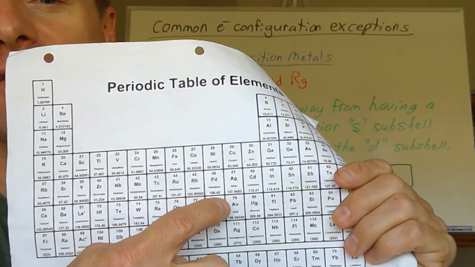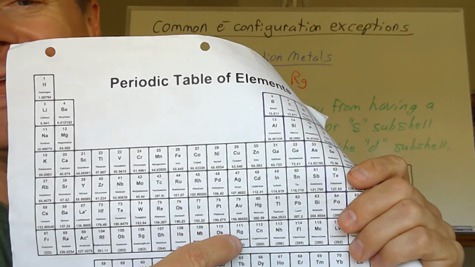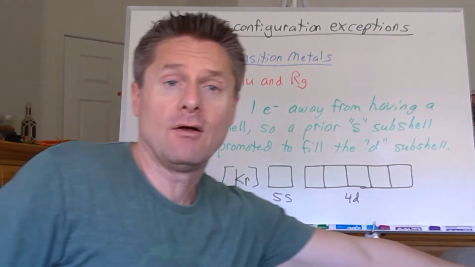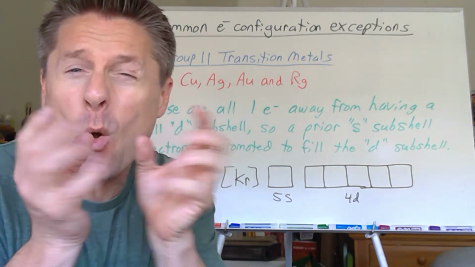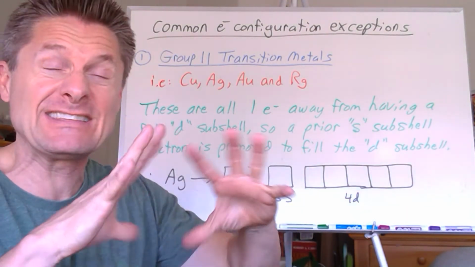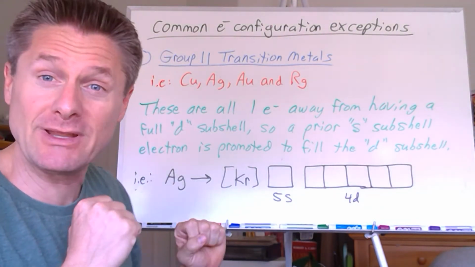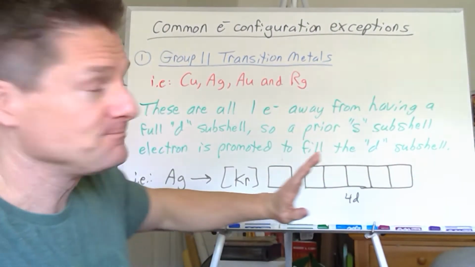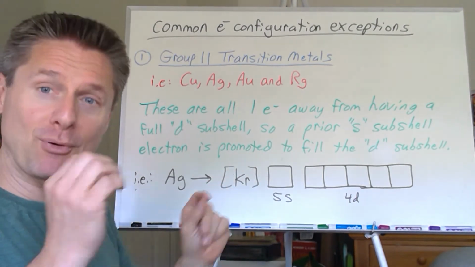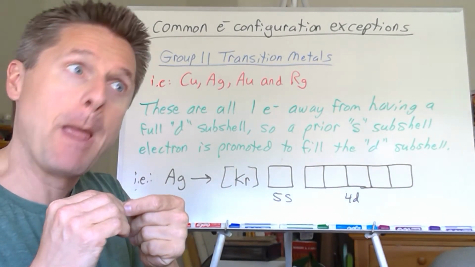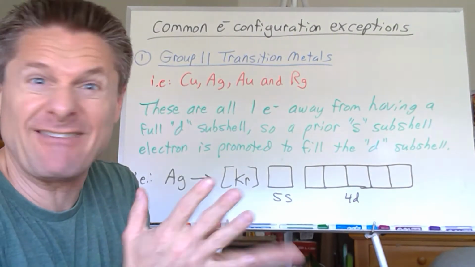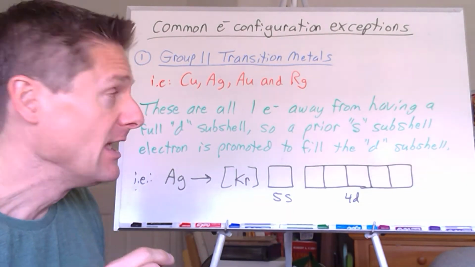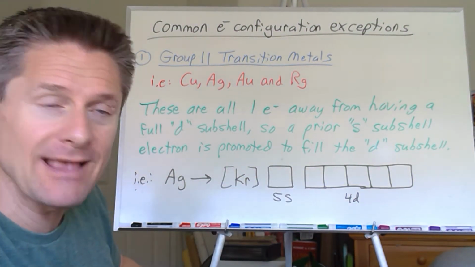The copper, the silver, the gold, and the rhenium, right? So they're one away from having a full d shell. All four of them. They're just one so close to being full and so beautifully symmetric. So as far as I can tell, all of them do this, right? They will take a prior s subshell electron, pop it in to fill, because they've got 9 d electrons. One more and it would have 10 and be perfect, right? So it pulls one away from the s subshell.